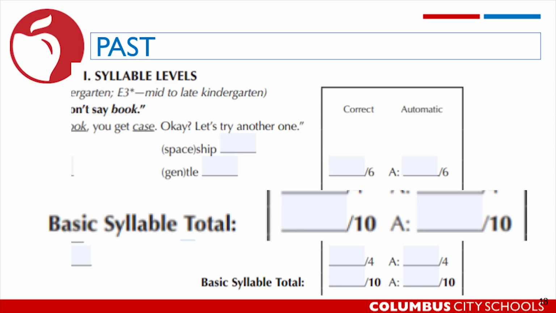Then, add up the totals for each area: basic syllable, onset rhyme, basic phoneme, and advanced phoneme. These line items are in bold on the PAST form. You will transfer each of these area totals to the top of the PAST form.